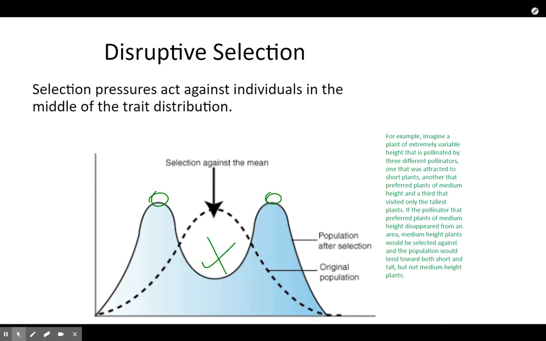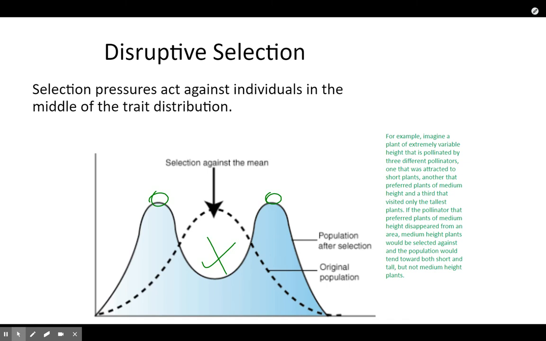On this side, it says, for example, imagine a plant of extremely variable height that is pollinated by three different pollinators. One was attracted to short plants, another preferred plants of medium height, and a third visited only the tallest plants. If the pollinator that preferred plants of medium height disappeared from an area, medium height plants would not be selected for, and the population would tend towards both short and tall, but not medium height plants. Meaning that the medium height plants aren't getting pollinated, which means they're going to end up dying, but the short and tall are still getting pollinated. Hence why we see this disruptive selection.